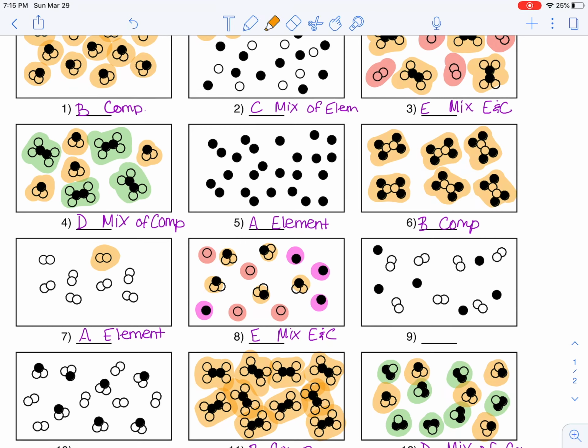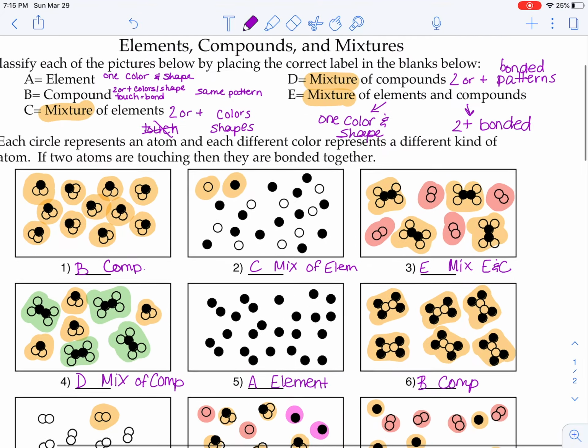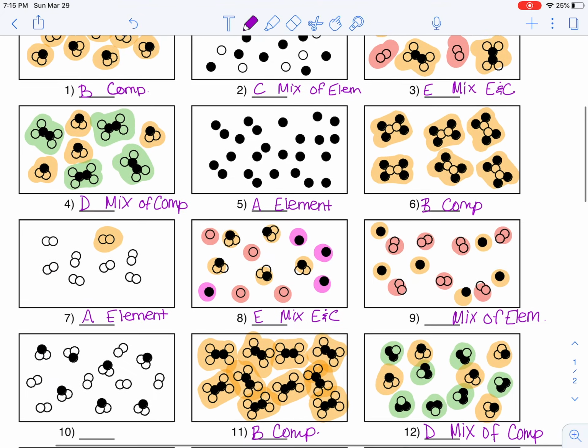Over here for number 9, I have some single elements. Oh, but if I look closely at this one, these pairs are all the same color and shape. Those are elements also. They are diatomic elements, which means I made a mistake. We missed this one before. This is a mixture of elements. And if we look up top, that was C.